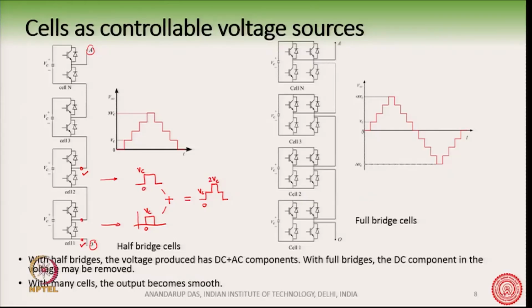Of course, we can also control this voltage by using pulse width modulation here. This is not shown, but by using pulse width modulation it is possible to minutely control or vary the amplitude of the VAO voltage.